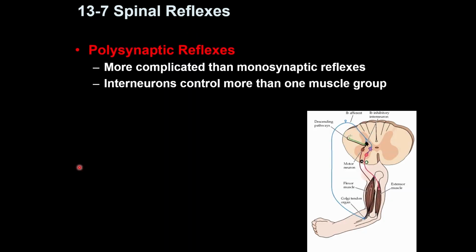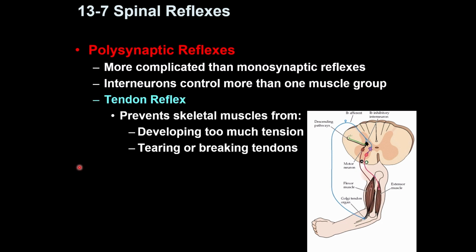Another one is called polysynaptic reflexes. It means that there is more than one synapse there, so multiple neurons are involved. And a good example is called the tendon reflex.